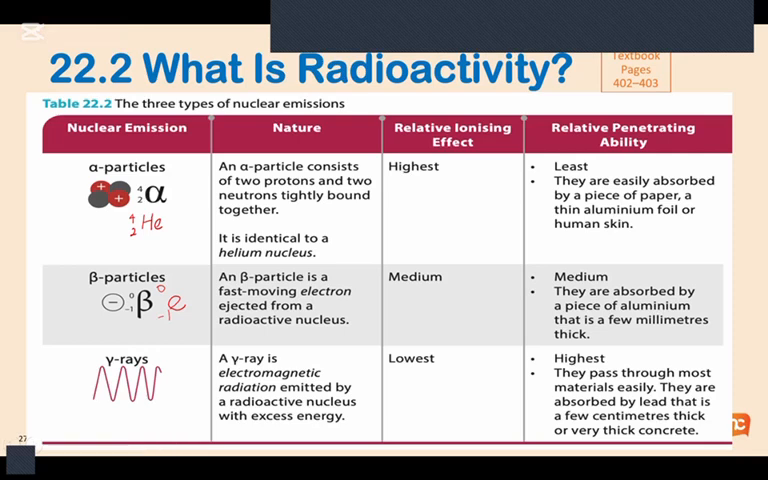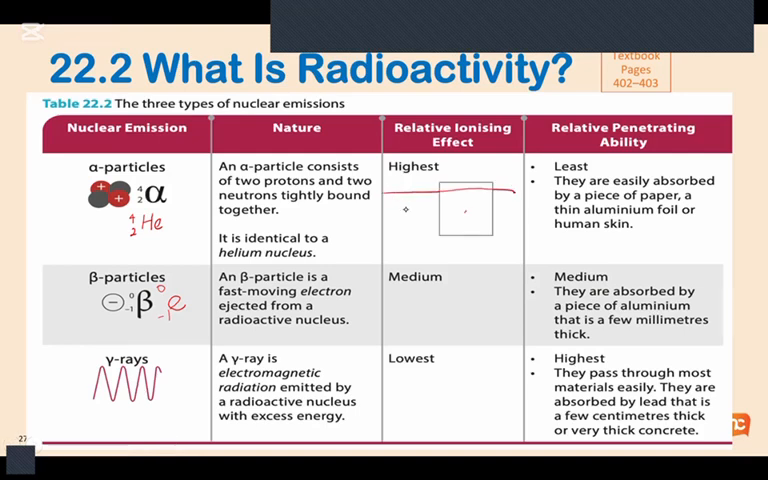So beta is just electrons, and gamma rays are just electromagnetic waves. They have no charge, and they are just electromagnetic waves. So these two, alpha and beta, are particles, and gamma rays are not particles, they are radiation. Okay, so they have a charge. I'm just going to add on over here.